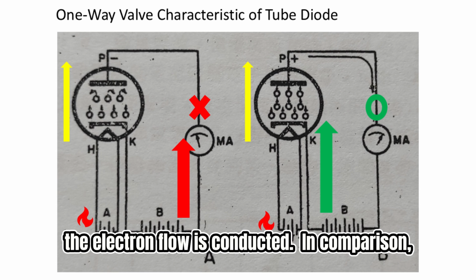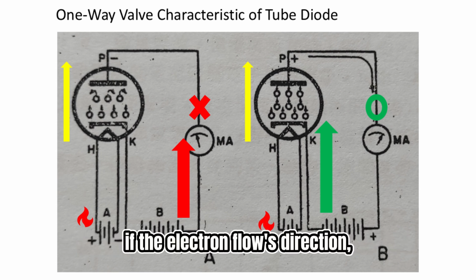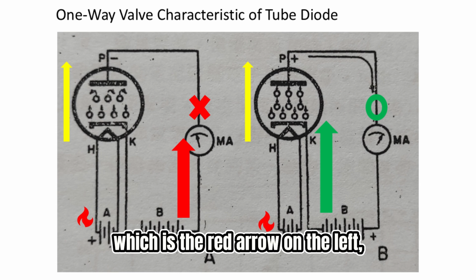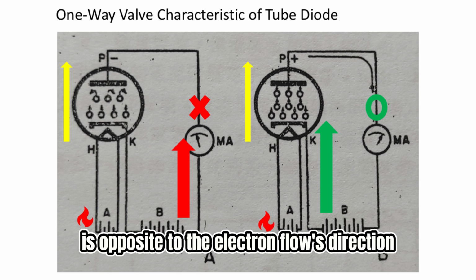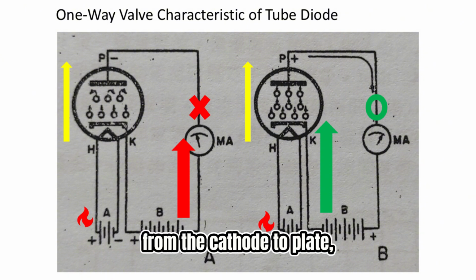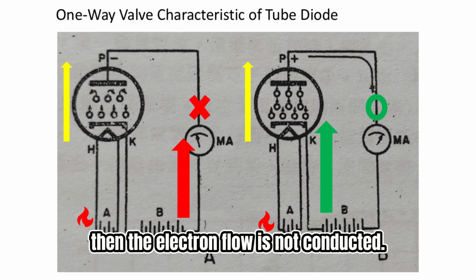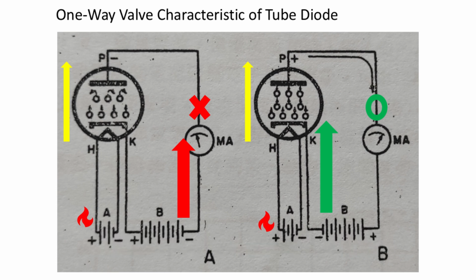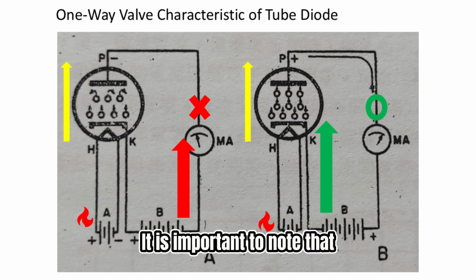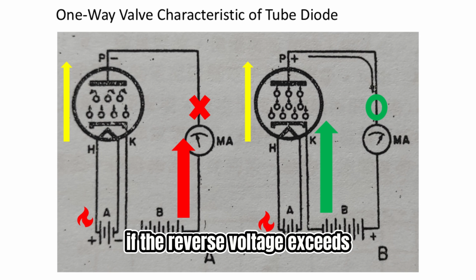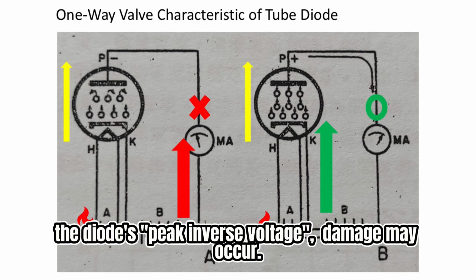In comparison, if the electron flow's direction, which is red arrow on the left, is opposite to the electron flow's direction from the cathode to plate, which is yellow arrow, then the electron flow is not conducted. It is important to note that if the reverse voltage exceeds the diode's peak inverse voltage, damage may occur.